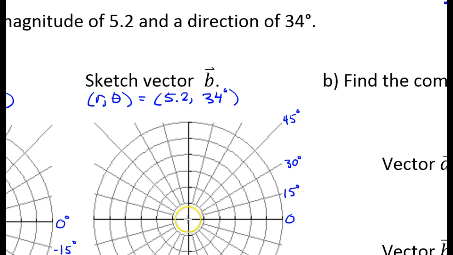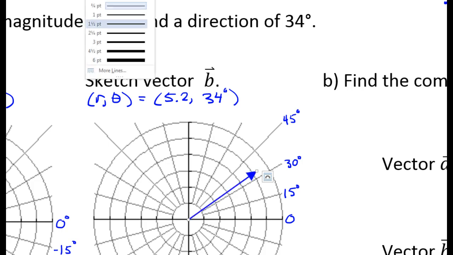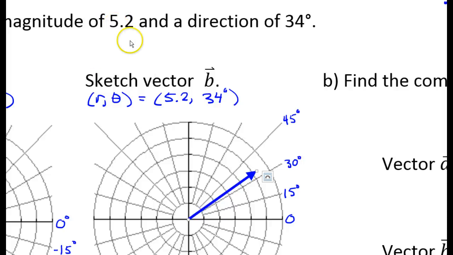So now I just need to focus on the magnitude. Okay, so that's a magnitude of 1, 2, 3, 4, 5. So 5.2 should just be a little bit beyond 5. So I'm going to put it just about here. Okay, so that would be a good sketch of vector B.